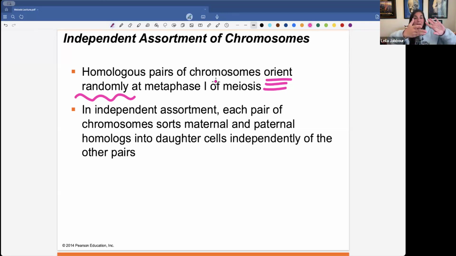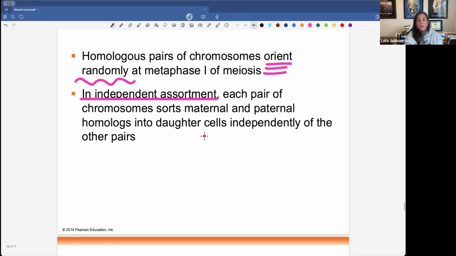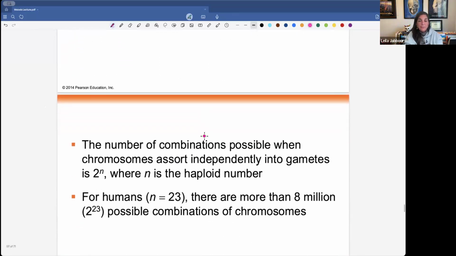So these pairs are just lining up randomly on the metaphase plate. And when they finally split, at the end of meiosis 1 or during anaphase 1, they're going to end up at separate poles. So that's called independent assortment. Each pair of chromosomes sorts maternal and paternal homologs into daughter cells independently of the other pair.